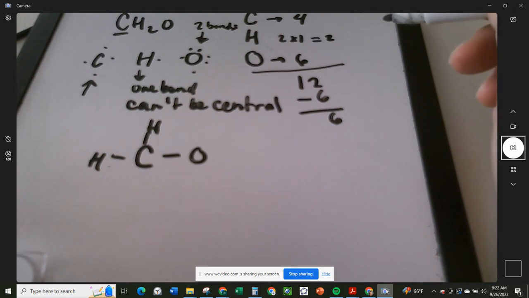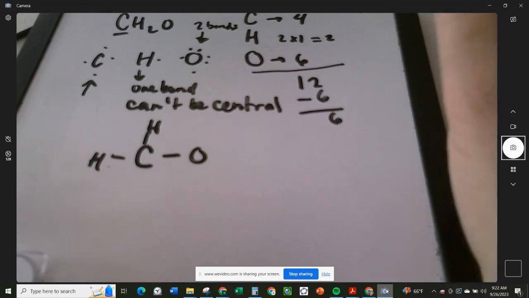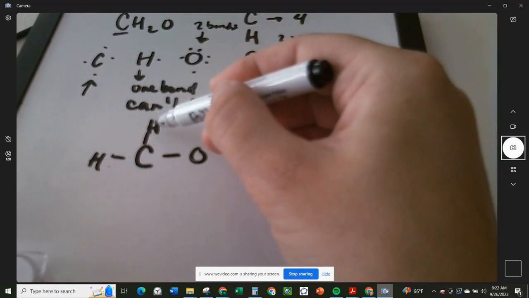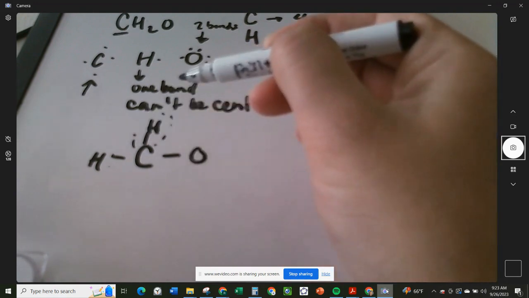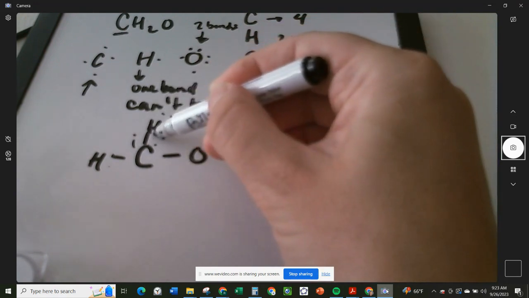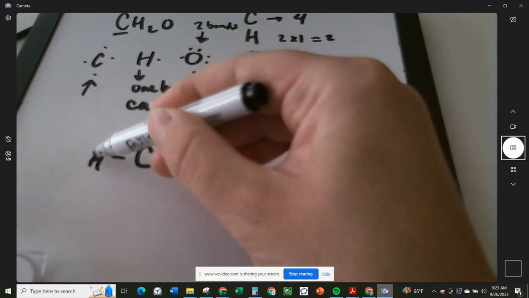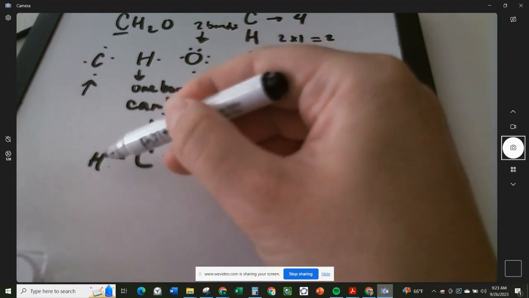So the first thing that we're going to do is fill the outer atoms. So hydrogen doesn't want any more. It has these 2 electrons. Hydrogen can see these 2 electrons in the bond. Hydrogen doesn't want any more. This hydrogen also can see these 2 electrons. It doesn't want any more.